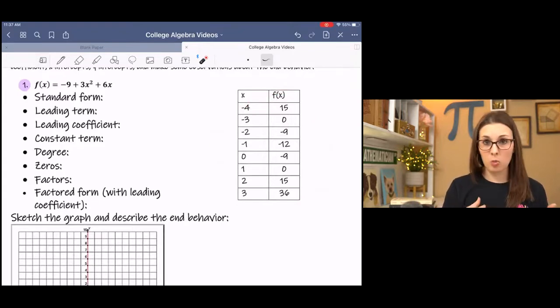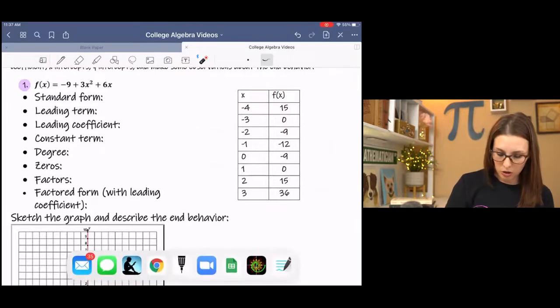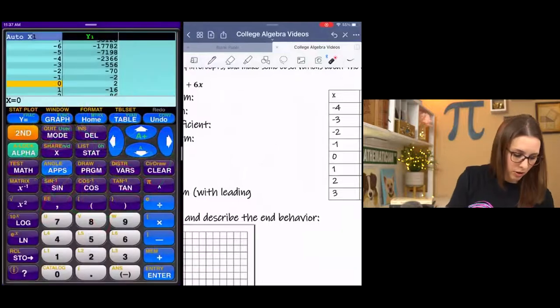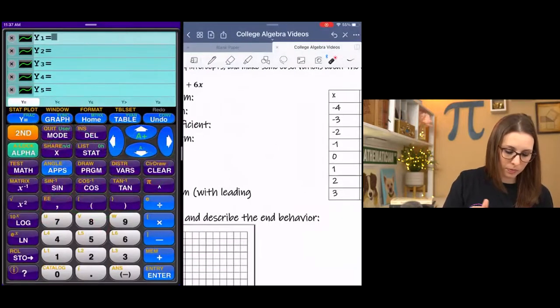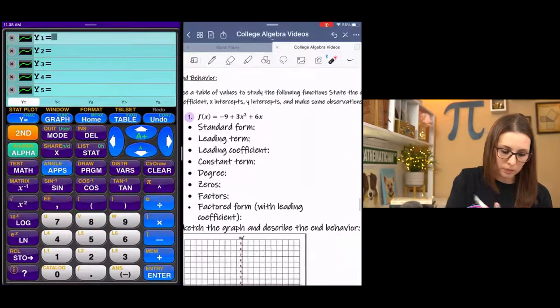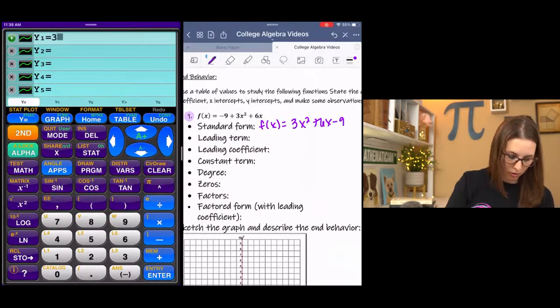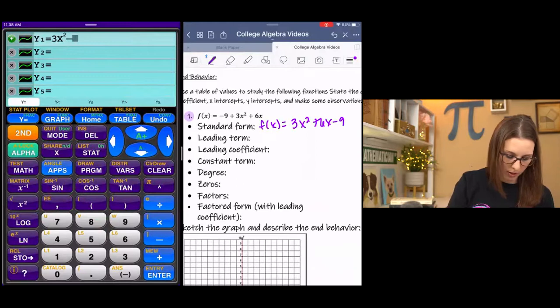In cases like your homework, that may not already be done, and to do that, you can use your graphing calculator. This app is free. It's called Graph Calc. I'm going to go to y equals. I'm going to type in the function. I'm actually going to write it in standard form: 3x squared plus 6x minus 9.